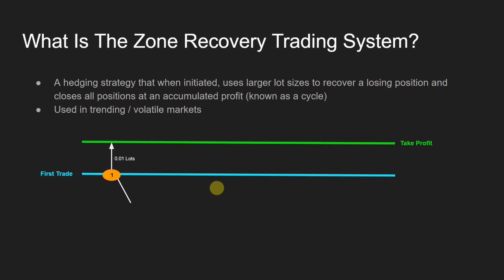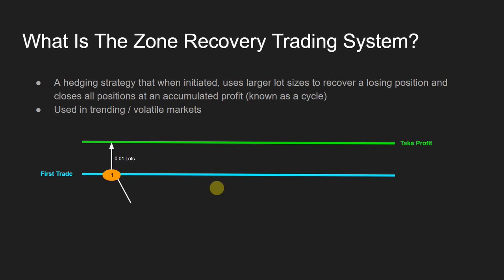Now, traditionally, the way I trade and the way that 99% of traders trade is that we would have a stop loss in place, right? So it would hit our stop loss, and then we would go in and look for another trade setup, and then place another trade. This is where the zone recovery trading system or money management strategy comes into play.